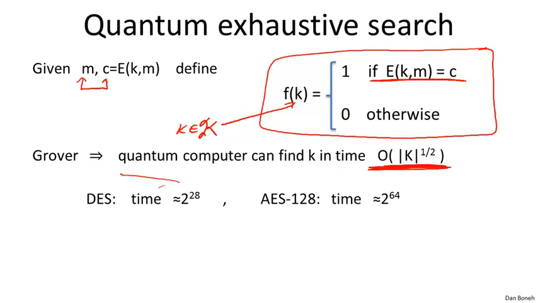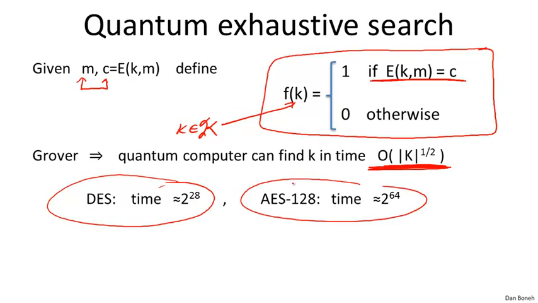For DES, this would totally destroy DES. This would say that in time 2 to the 28, you can find a key. 2 to the 28 is about 200 million, so 200 million steps, which takes a millisecond on a modern computer. This would totally destroy DES. But even AES with 128-bit keys, you would be able to find the secret key in time roughly 2 to the 64. And 2 to the 64 is these days considered insecure. That's within the realm of exhaustive search. And so basically, if somebody was able to build a quantum computer, we would then say that AES 128 is no longer secure.